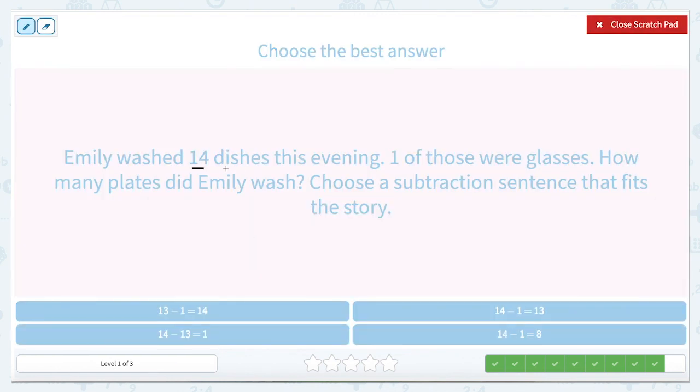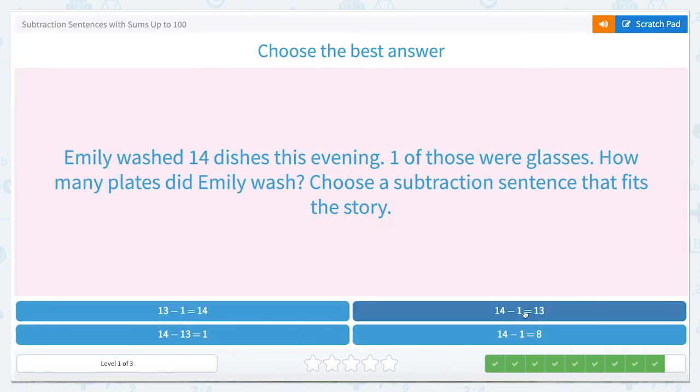Well, Emily washed a total of 14 dishes and 1 were glasses. So we know she washed a total of 14. 1 was a glass, which would leave 13 plates to wash. So let's look for 14 minus 1 equals 13. Found it. Awesome job.